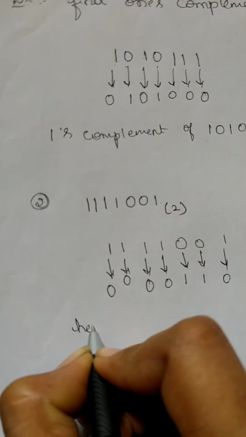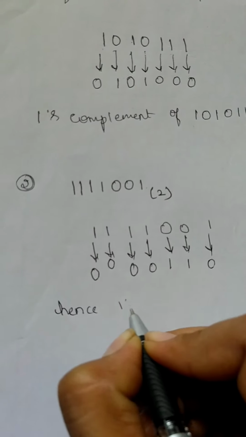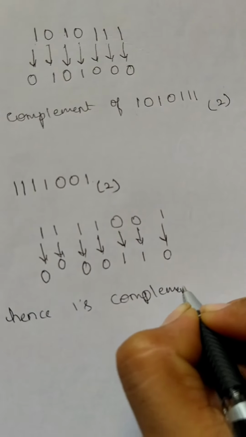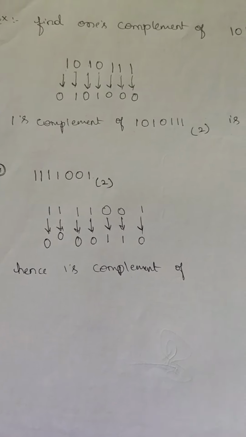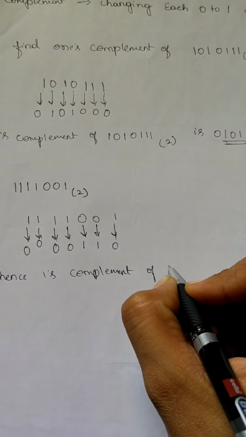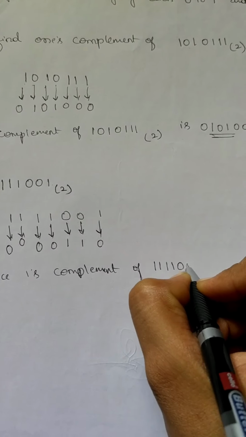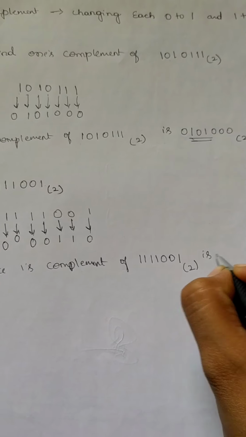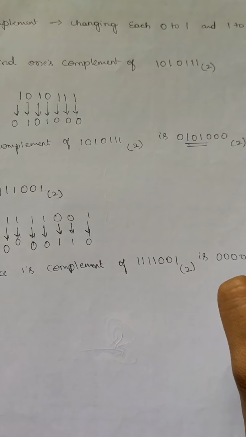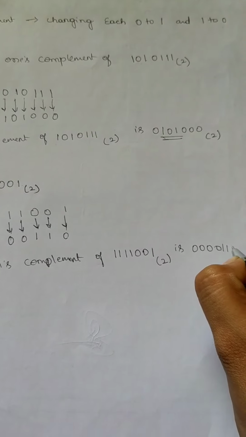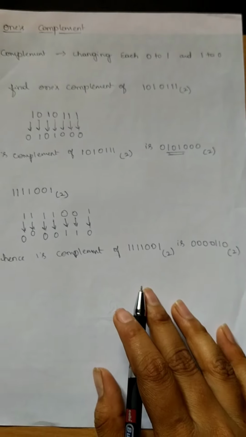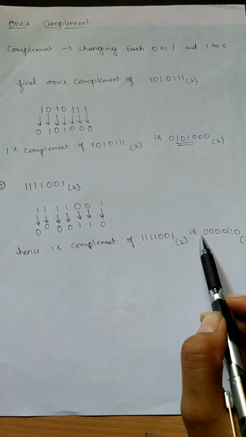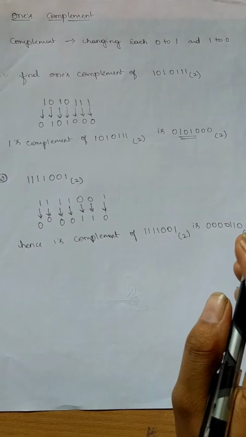So what we have to write: hence the ones complement of, what was the question? 11110001, base 2. What is the answer? 00001110 base 2. This is how you write a given number in complemented form. So this is regarding ones complement.